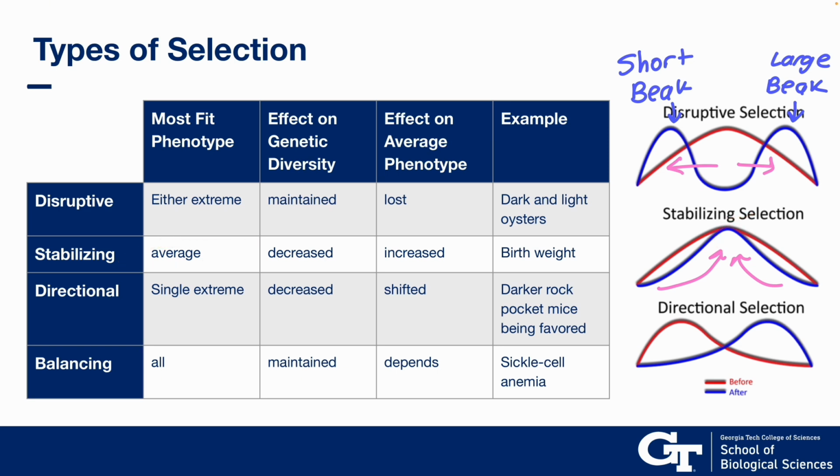So both of these, disruptive selection, what's going to happen to genetic diversity? Well, we're moving from one average phenotype away to two extreme ones. So we're going to either maintain or increase genetic diversity. Now the average phenotype, that's going to go away, right? Because we're shifting away from that.